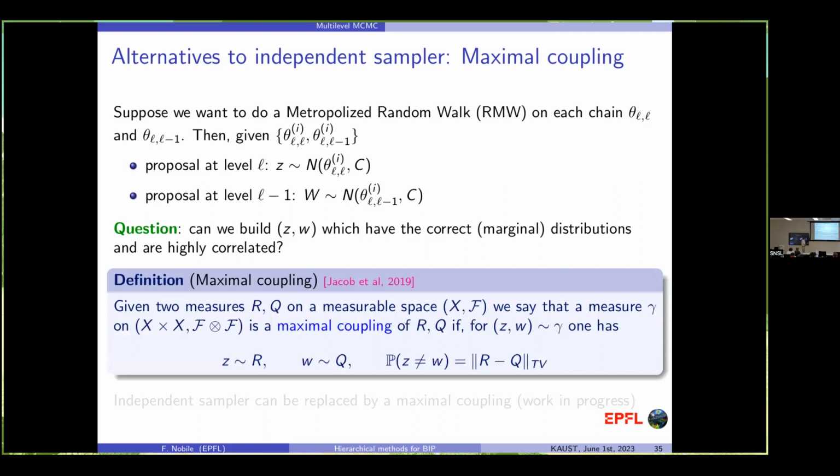There is a quantification of this idea of maximal coupling: a joint measure gamma that has marginals R and Q is a maximal coupling with respect to the TV distance if it satisfies this property. If you draw a random variable (Z, W) according to this joint distribution, which will have the right marginals, this joint gamma is a maximal coupling if the TV distance between the marginals R and Q is exactly equal to the probability that those two random variables disagree. So essentially, again, you try to get those two variables as equal as possible.